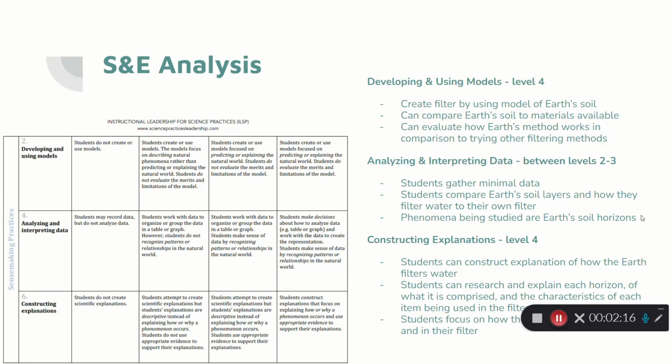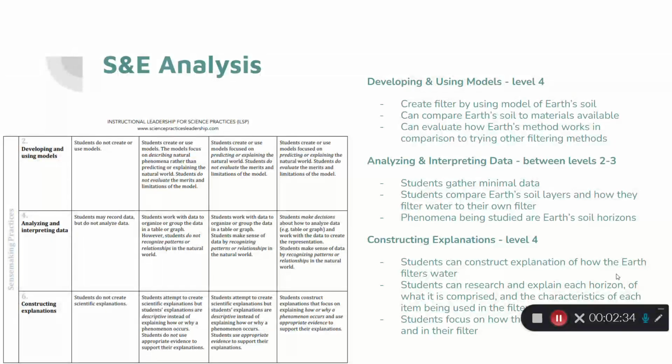So there would perhaps be more ways of including the math component. Developing and using models, I gave it a 4 because it was modeling after the Earth's soil and the different levels, the different horizons. Analyzing and interpreting data was between a 2 and a 3 because I really didn't see that the kids, at least as such, designed a lot of the data. You could add more of this in, however.